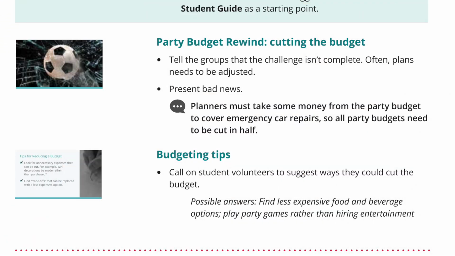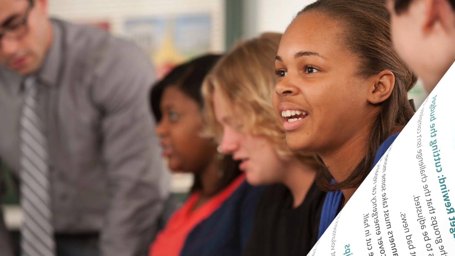Once all groups have calculated their anticipated expenses, utilize the talking points in your guide to explain to the class the bad news. Their budget is now half of what they had planned. After giving them a few minutes to decide what to reduce or eliminate from their party to meet the new budget, facilitate a class discussion about their choices.